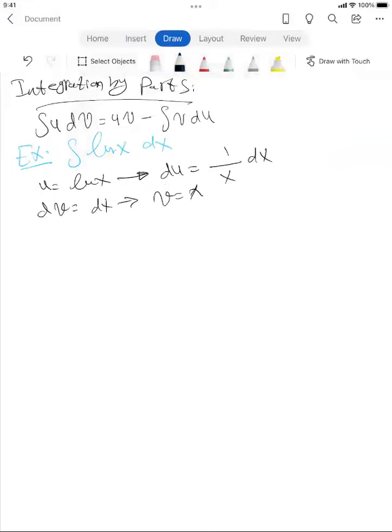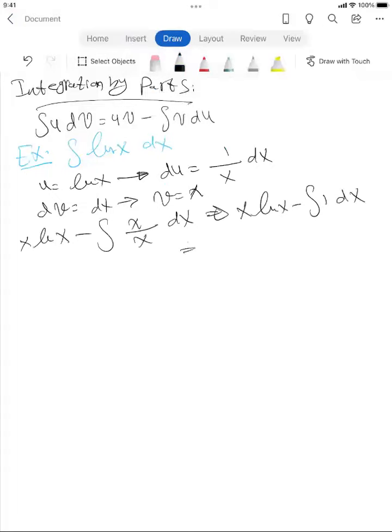And then follow the formula. So uv minus the integral of v du. And this becomes very simple. It becomes x natural log of x minus the integral of 1 dx. And this one would become x natural log of x minus x, and simply just add the constant.